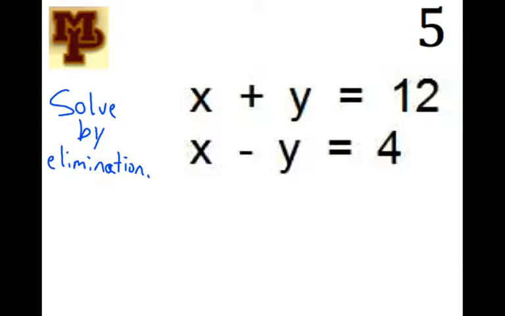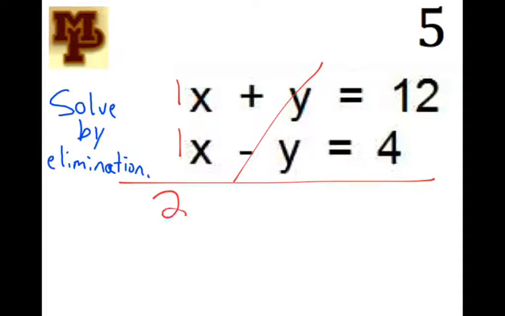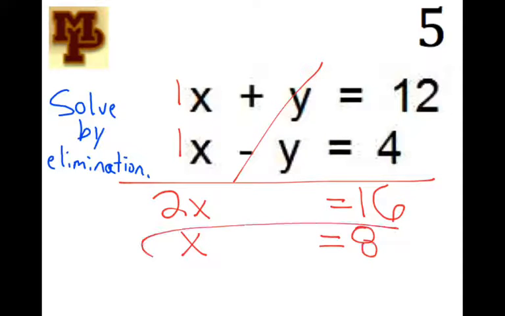Number 5, solve by elimination. This one's set up really nicely for elimination. So if I just add these two equations together, the y's eliminate. So this is a 1x plus a 1x, which gives us 2x. And then 12 plus 4 is 16. And then divide by 2. So we get x equals 8.